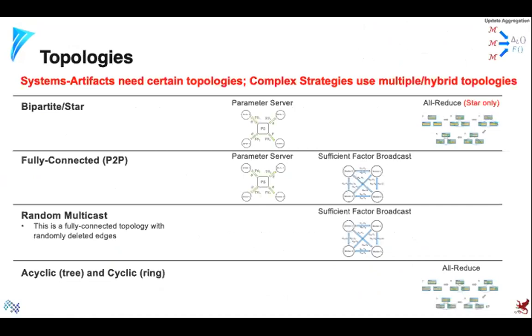Now, in terms of topologies, we're going to look at bipartite star topologies, peer-to-peer topologies, an interesting topology that we call random multicast, as well as acyclic and cyclic topologies. Like the computing and communication aspects, you can see that many of these topologies are closely associated with certain systems artifacts like PS, SFB, or all-reduce. That's the reason why we study these aspects at this granular level, because if we look at just the systems artifacts like PS, SFB, and all-reduce, sometimes it may seem impossible to decouple the different design and architectural choices that are made. Our goal is to separate them out so they can be recombined and recomposed in not only interesting, but very effective and complex ways.